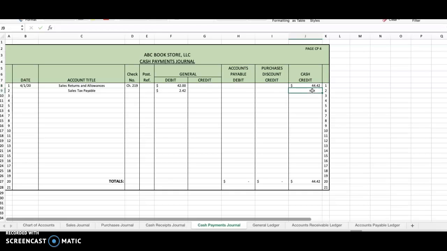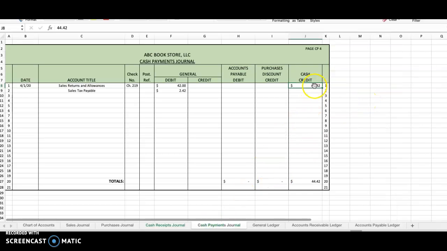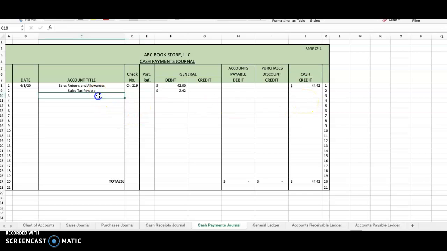So that we now have reduced the amount of cash because we paid the customer back the total amount that he or she paid us to begin with. If we look back in the original entry, we received $44.42. Now we are returning $44.42, so we credit cash. So that's how this entry is done.